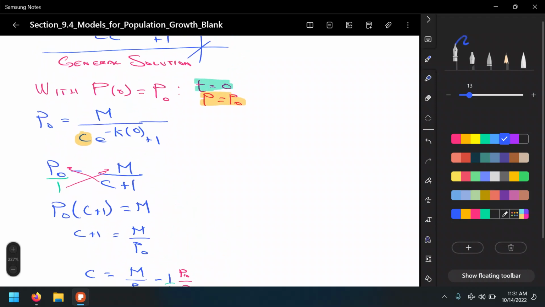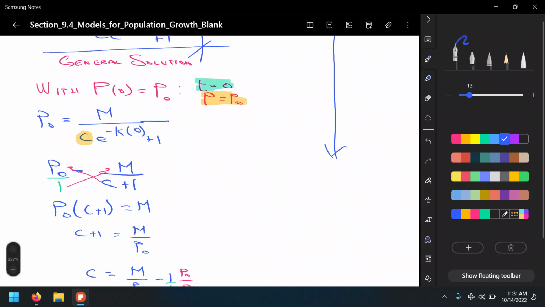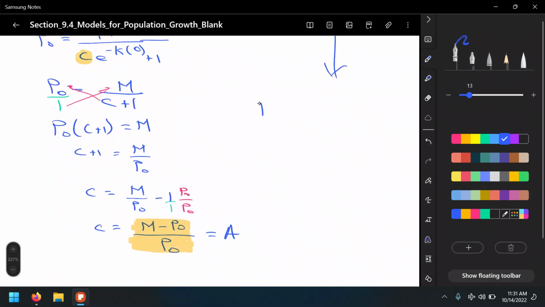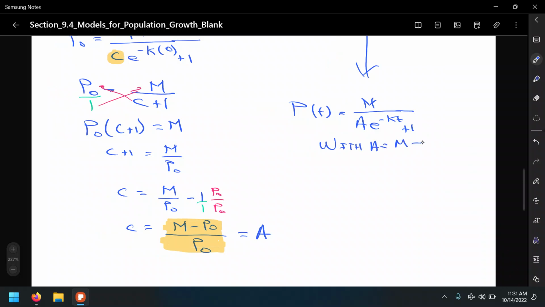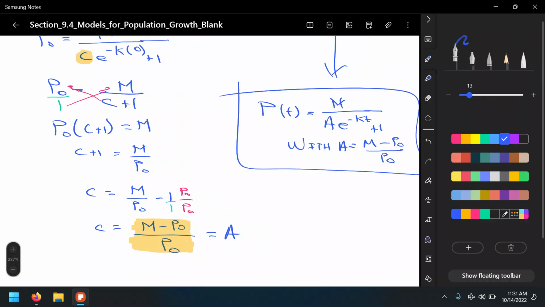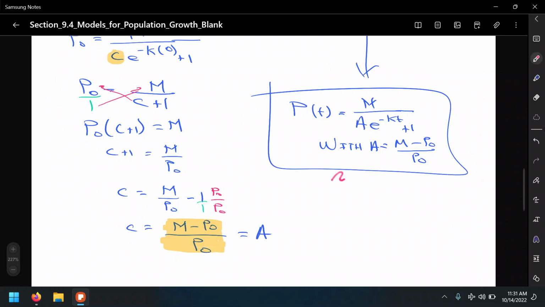So in this case, our general solution will become the particular solution P of T equals M divided by A e to the negative kt plus 1, with A equals M minus P initial over P initial. So that's our particular solution finally. Alright? Okay. So let's go about one example.